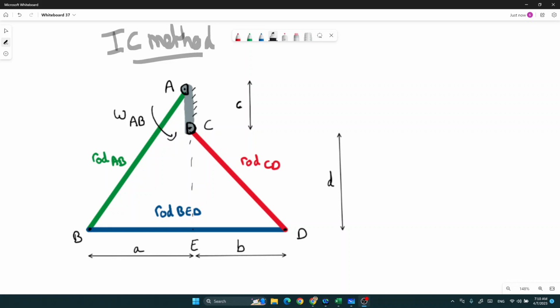Hi everyone. I will do this problem twice. I will do this problem 100% with the IC method and 100% with the vector method. And when I say 100%, I will not solve for any numbers, but I will show you the steps. I will use three colors.